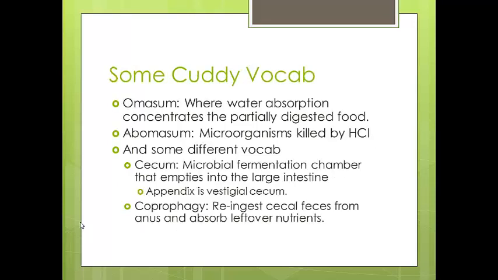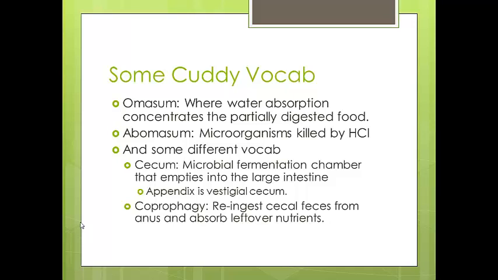Here's some cuddy vocab. The omasum is where water absorption occurs, which concentrates the partially digested food. The abomasum is where microorganisms are killed by HCl, the bad ones, the mad microorganisms.